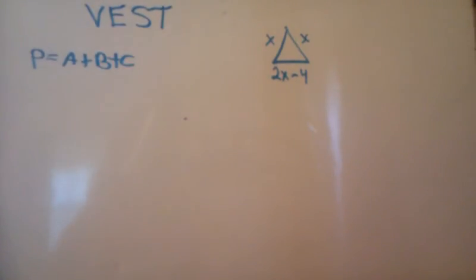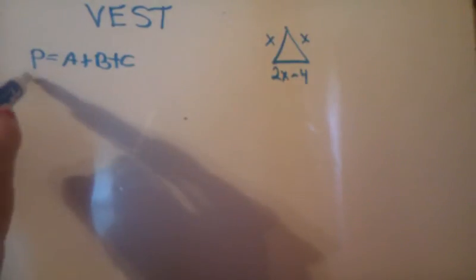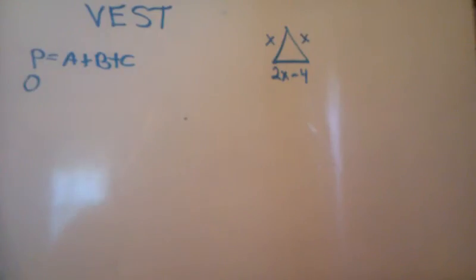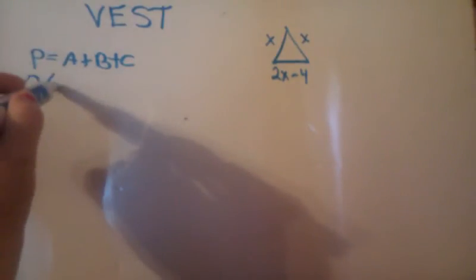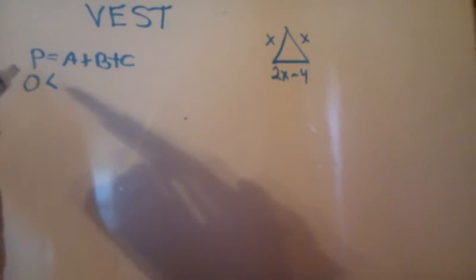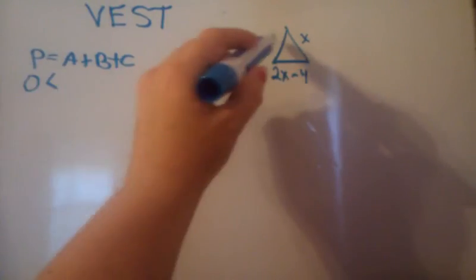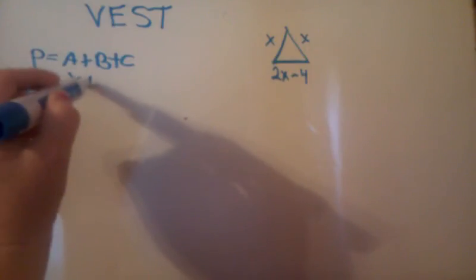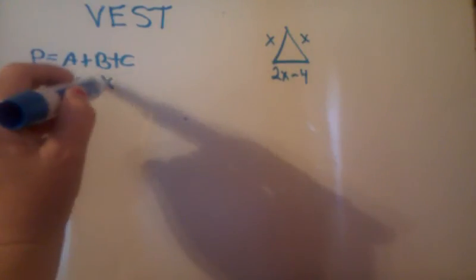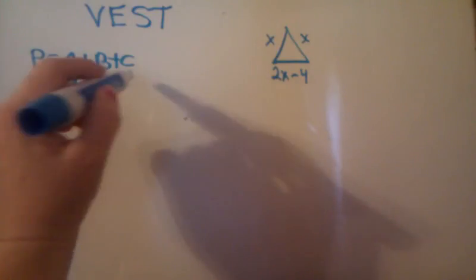Now let's substitute this in here. It says it's between 0 and 75 feet. I'm going to plug in one number at a time. It's between 0. Between means it cannot equal 0, so it's going to have to be greater than 0. So I'm going to put my greater than sign there. A is x, B is x, and C is 2x minus 4.